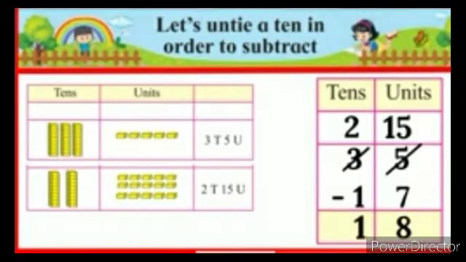See children, the first example, 35 minus 17. Here 35 means 3 tens and 5 units, and 17 means 1 ten and 7 units. Now first, we always start from the unit place. We cannot subtract 7 from 5 because 5 is smaller and 7 is bigger. So we have to borrow 1 ten from the tens place.